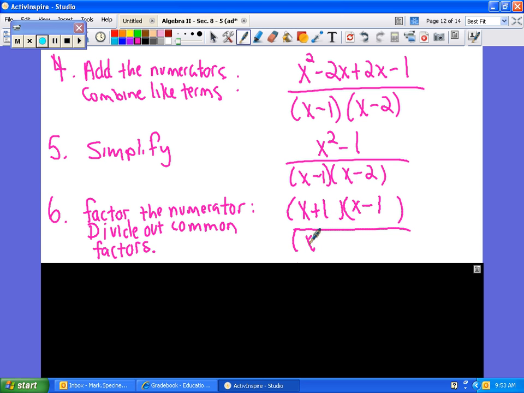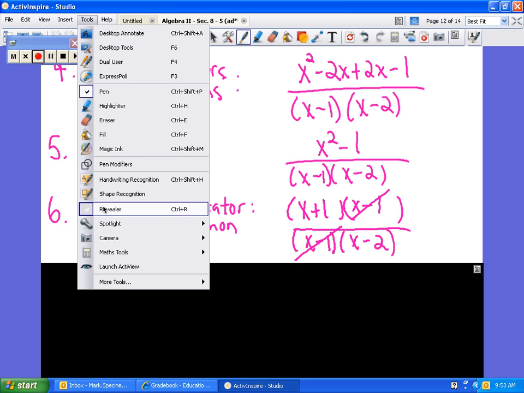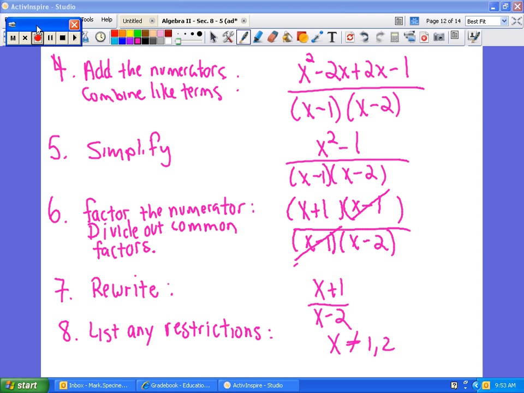And then I have on the denominator x minus 1 times x minus 2. And then I can cancel out my common terms. You can see I have an x minus 1 in both the numerator and the denominator, so I can cancel them out. Step number 7 is to simply rewrite the problem without the crossouts. And then step number 8 is to list any restrictions.